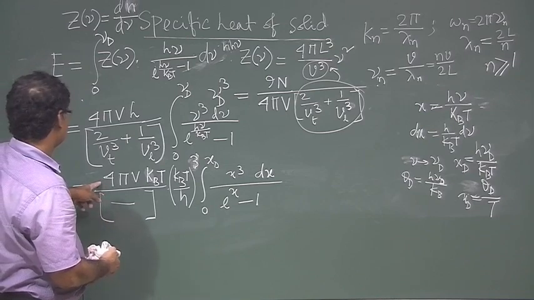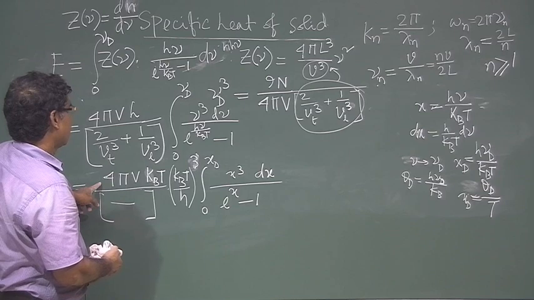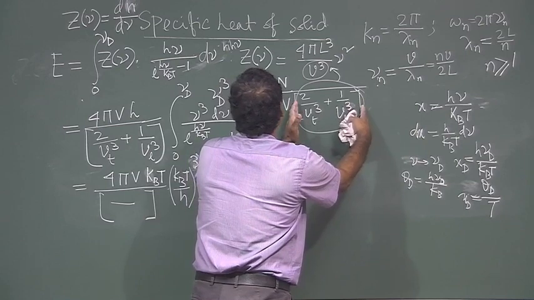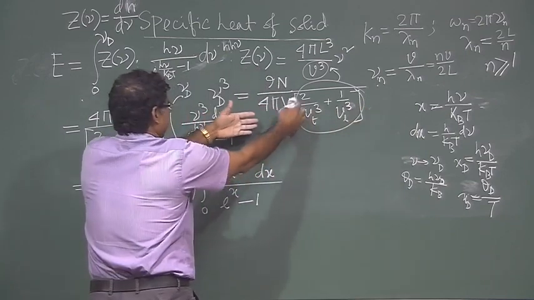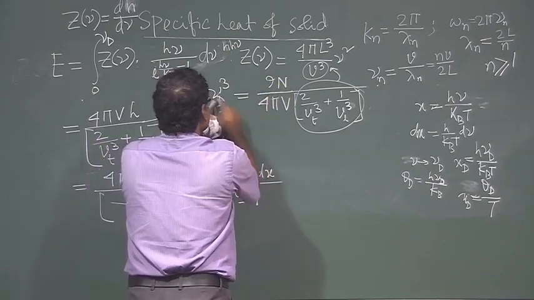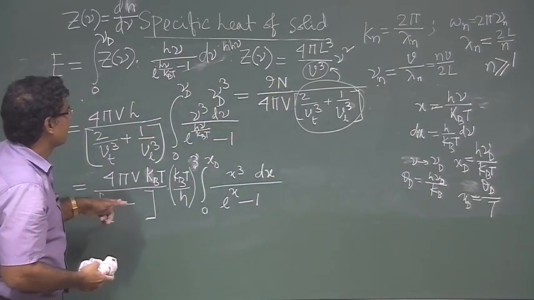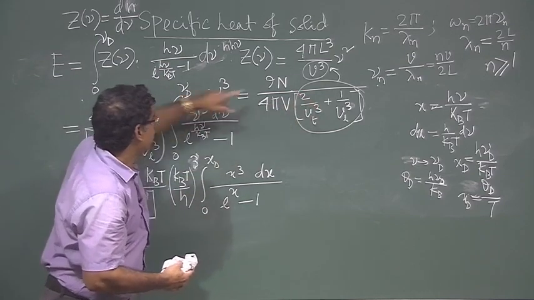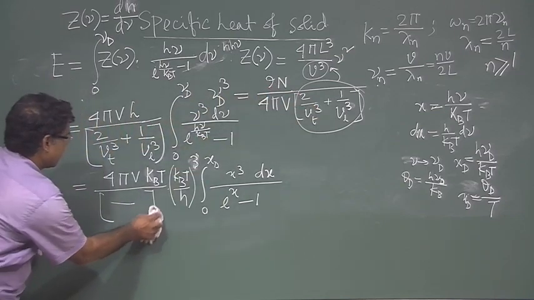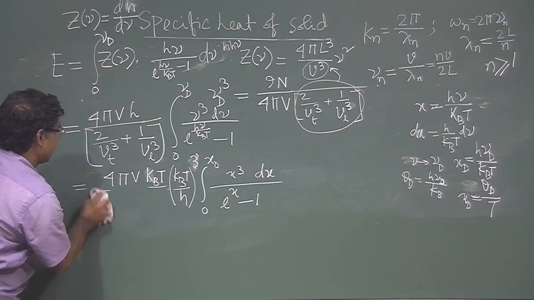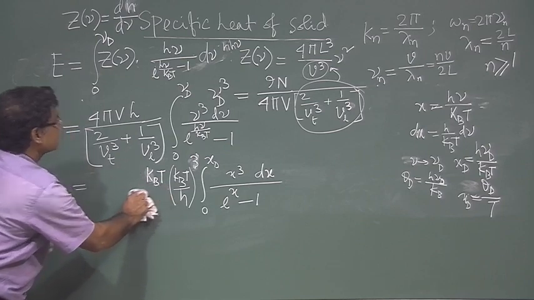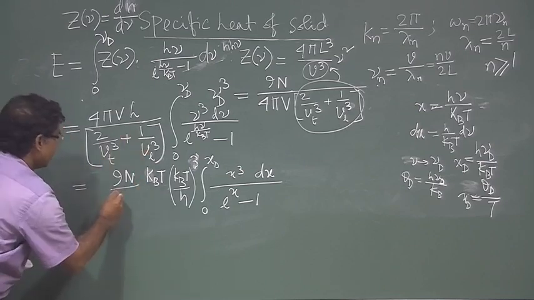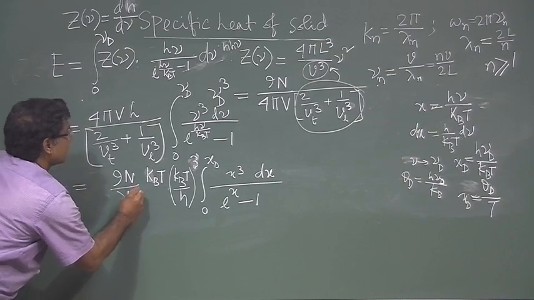Now, you see this part, 4 pi v into this, if you take this side, equal to 9 n by nu d cube, right. So, 4 pi v by this term equal to 9 n by nu d cube. So, I can simply replace this by 9 n by nu d cube, okay.